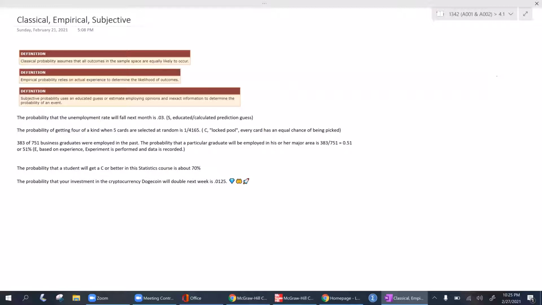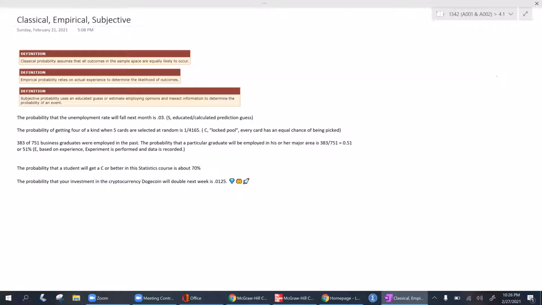And last but not least, we have subjective probability, that uses an educated guess or an estimate based on opinions and exact information to determine the probability of an event. So be sure that we're reading these in our book, that we know the definitions for these, because we are going to have to know this for the exam. And let's give a few examples.